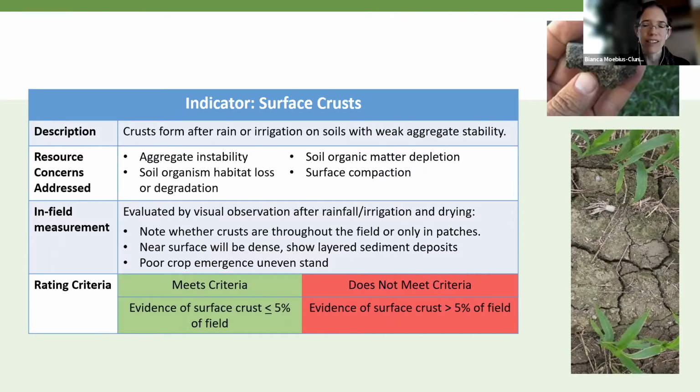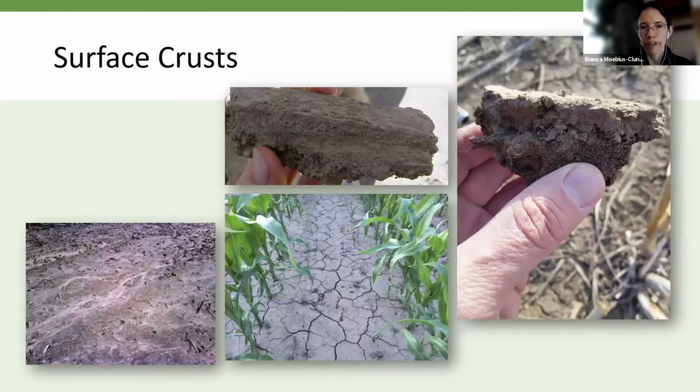Surface crusts are one sign that you can see in the field. When you walk out there, if you see crusting like this in more than 5% of the field, or whatever a specific state might say is the appropriate threshold for that soil type or in their state, you know there's a soil health problem.